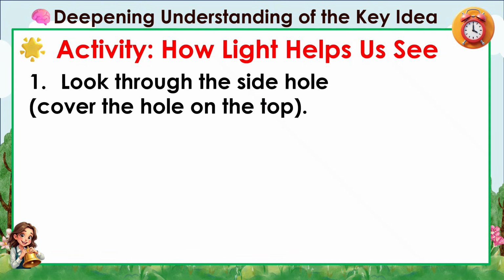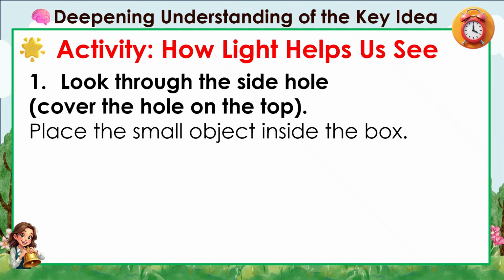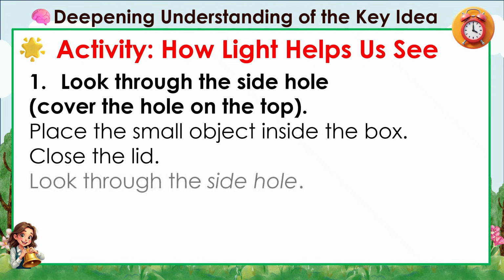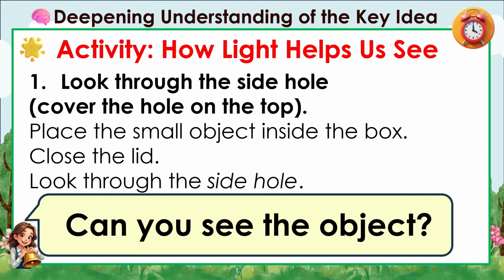Okay, 1. Look through the side hole. Make sure that the top hole is covered. So place the small object inside the box. Close the lid. Look through the side hole. Can you see the object?